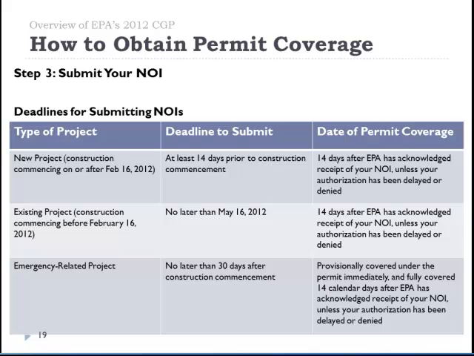Okay, so we've developed the SWIP, and the next step here is to submit the NOI to get permit coverage. Here is a table from the permit showing what the different deadlines are for submitting the NOI, and those basically break down to whether you're a new project, existing project, or emergency-related project. For a new project, and those are any that began after February 16th, the basic requirement is to submit your NOI at least 14 days prior to commencing construction.